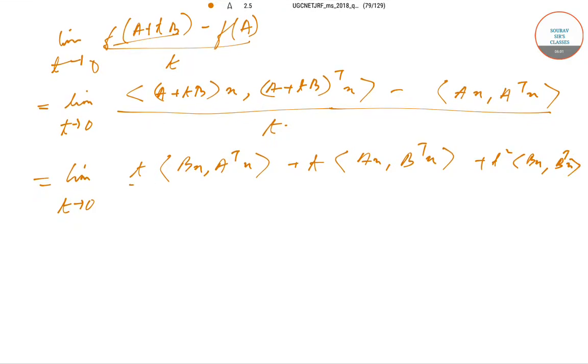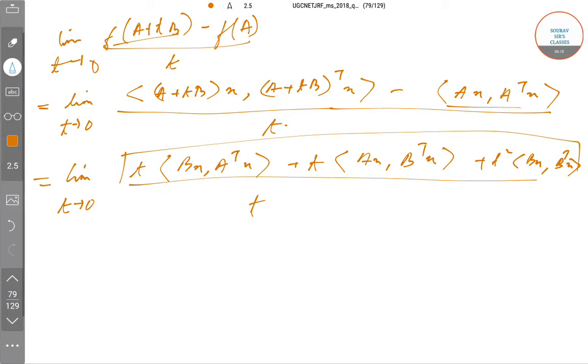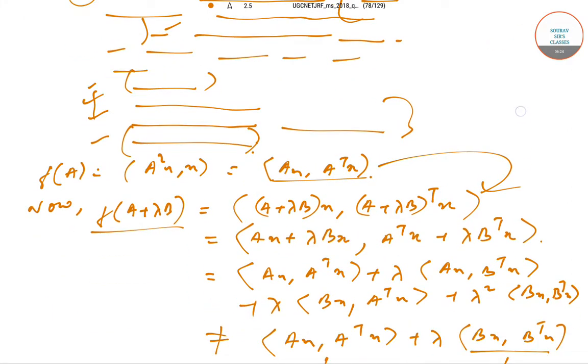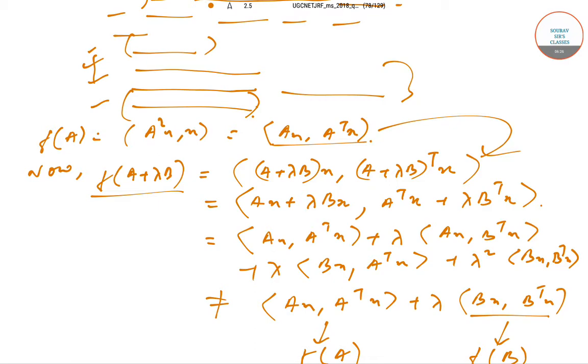Now if you are wondering from where I got this value, as I have already shown you previously, we found out the value of f of a plus lambda b. So using that value and upon subtracting, let me go backwards and then I can show you. In the initial page we already found out f of a plus lambda b is equal to inner product ax comma a transpose x plus lambda into ax comma b transpose x plus lambda into bx comma a transpose x plus lambda square into bx comma b transpose x.